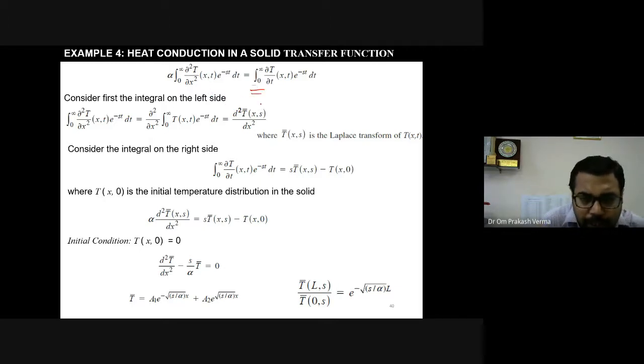Now you are defining the Laplace transform. So what is the Laplace transform? The Laplace of f(t) is the integral from 0 to infinity of f(t) e to the power minus st dt. This is the Laplace transform equation.